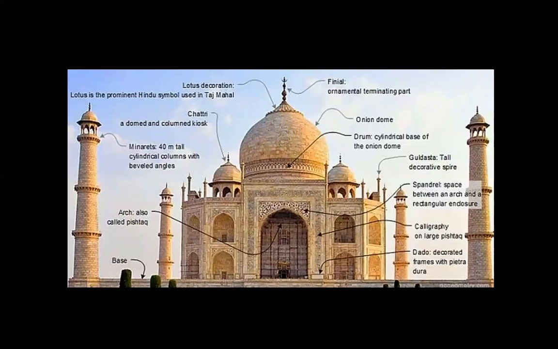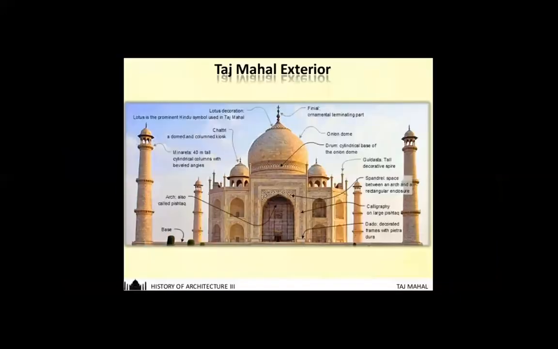You see at random, you see calligraphy on large dado, decorated frames with pietra dura. Again, we see several times the word decorative, tall decorative spire, ornamental terminating part, lotus decoration. A different mentality, a different time, a different kind of construction, and maybe even a different kind of love. Although I think love, if it's genuine, remains the same. I think love 5,000 years ago and 1,000 years ago and 100 years ago and one day ago is the same.